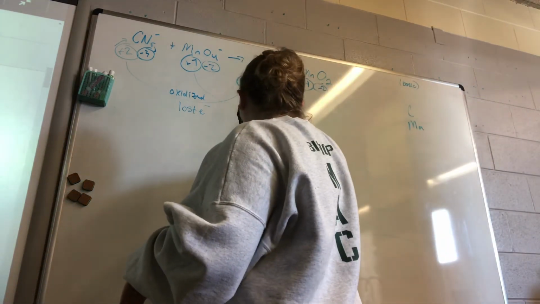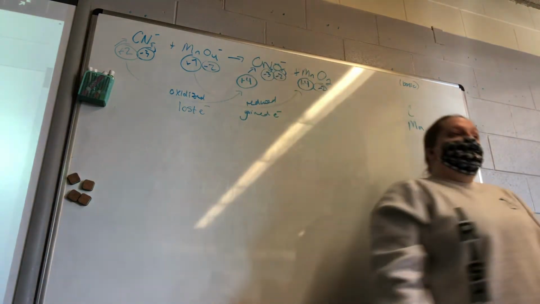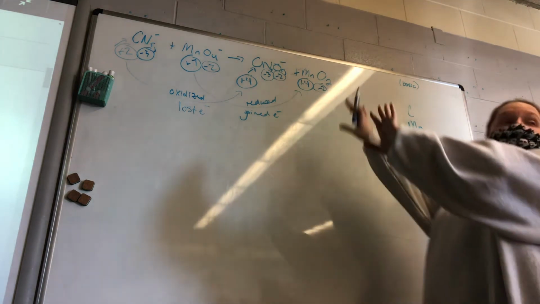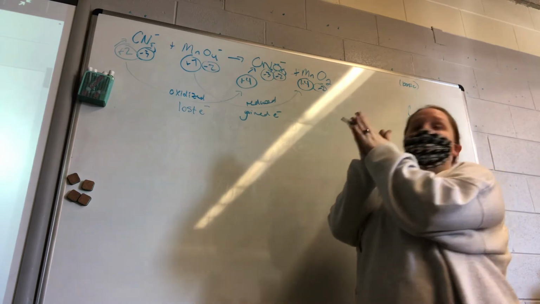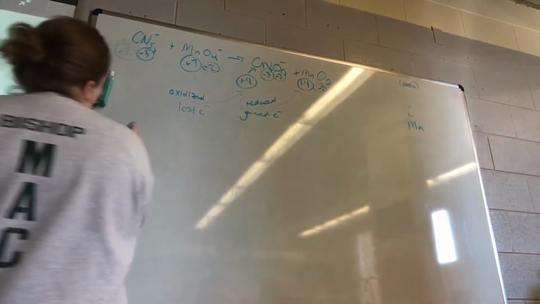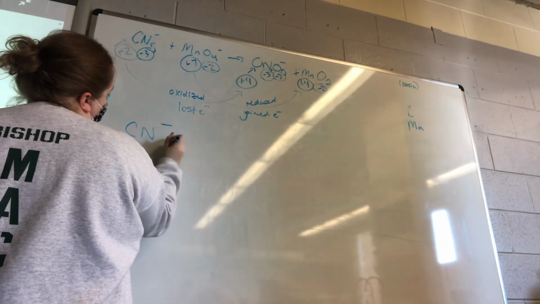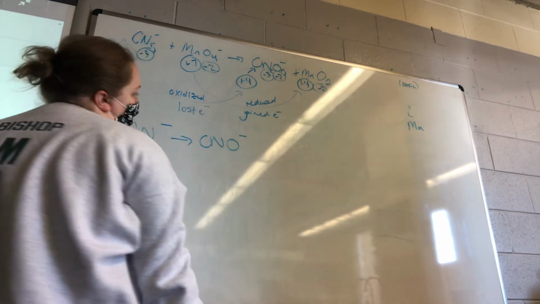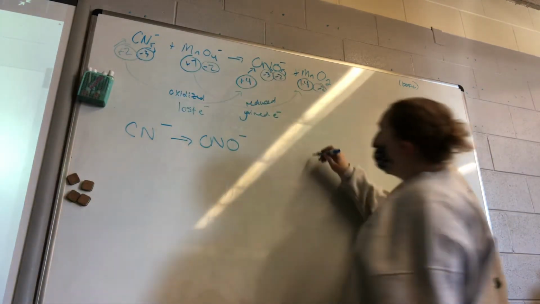All right. So does the CN all stick together then? Yes. So the CN on the left and the CN on the right is going to be one of your half reactions. And the other is going to be the one that has the manganese.